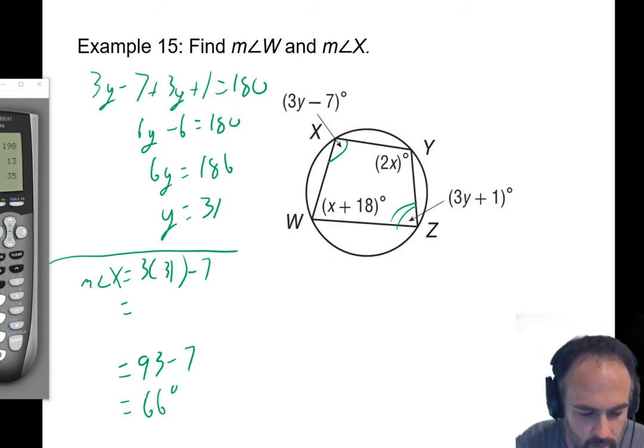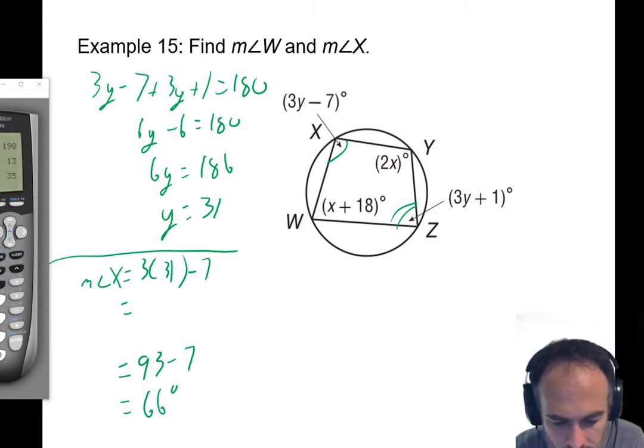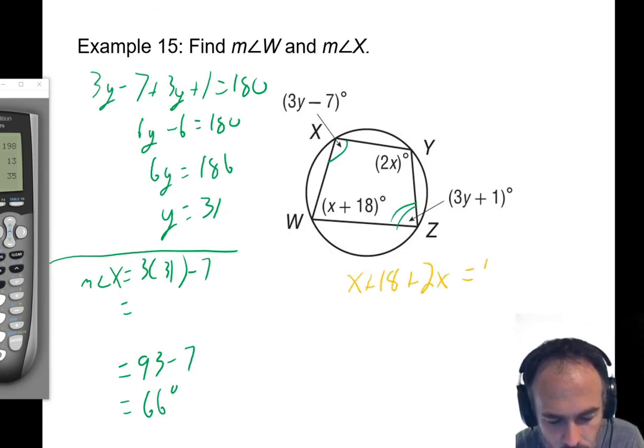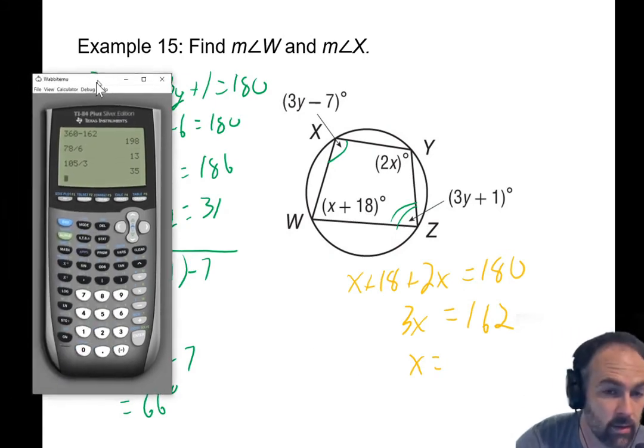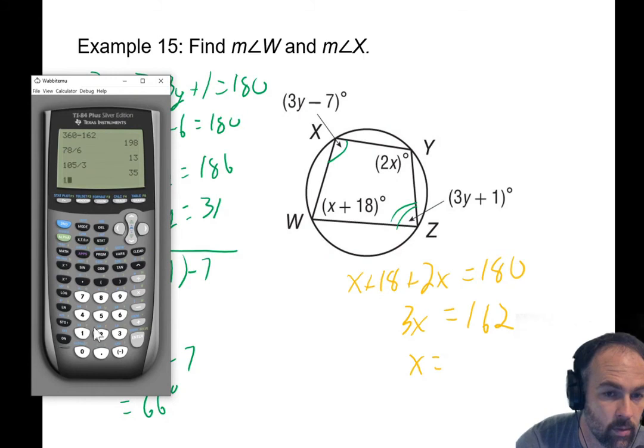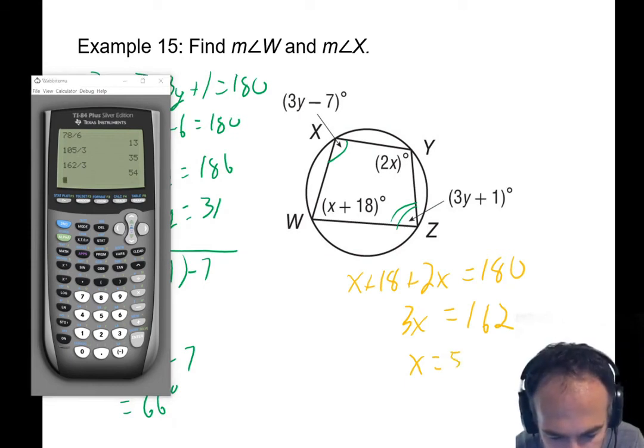Now, we know that, again, W and Y are going to be supplementary. So x plus 18 plus 2x equals 180. Combine like terms gives me 3x. Subtract the 18 on both sides gives me 162. Divide through, and oh man, my mental math is failing me again. 162 divided by 3 is 54.